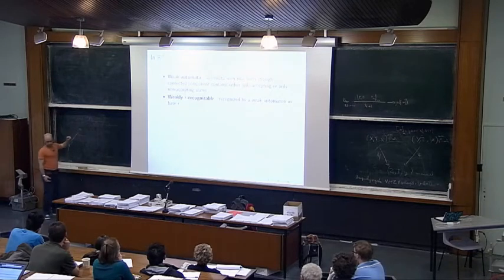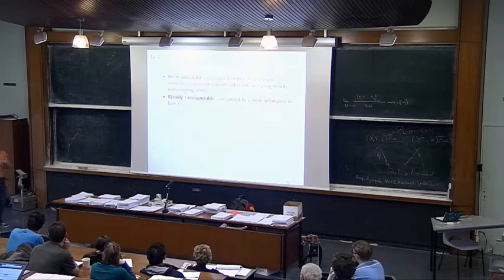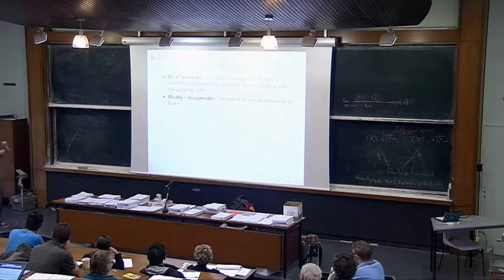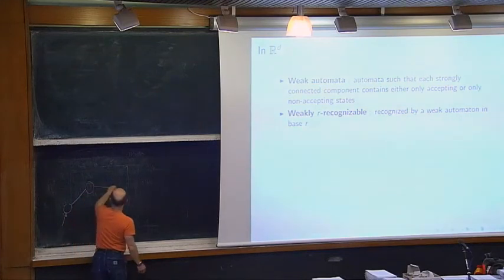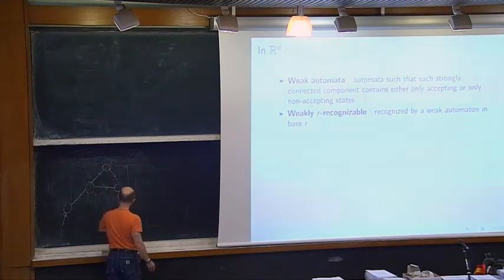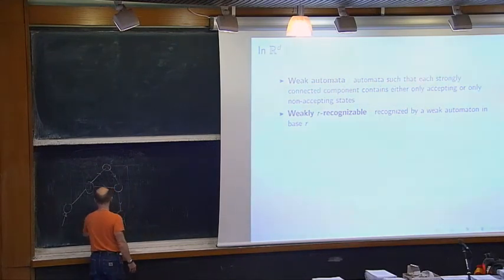So remember, Christiane spoke about Büchi automata. And to be recognized by a Büchi automaton, you should pass through accepting states infinitely many times. Yeah, infinitely many times. Okay. Take things like that with arrows everywhere. Maybe that. What else?